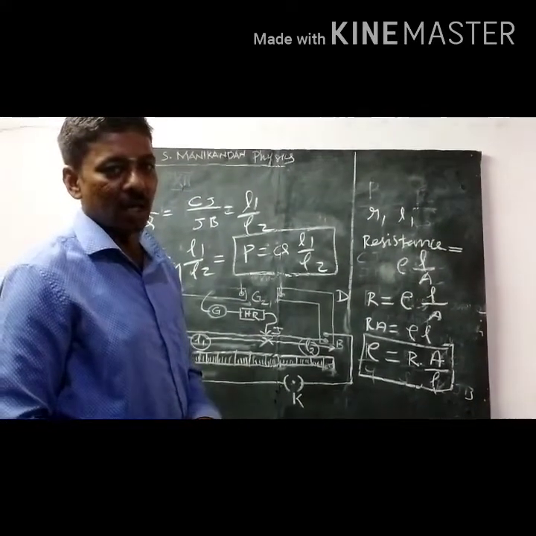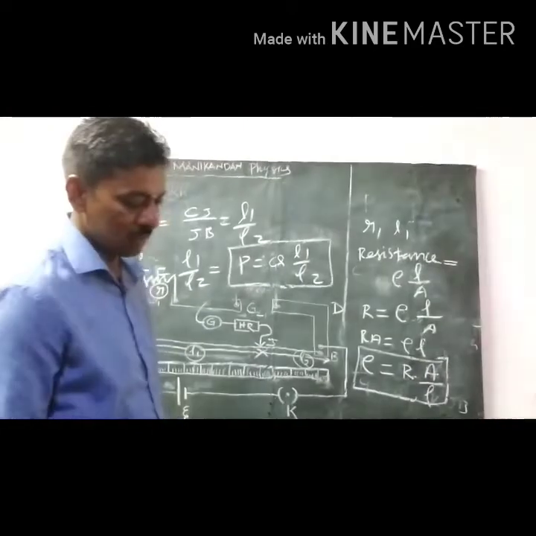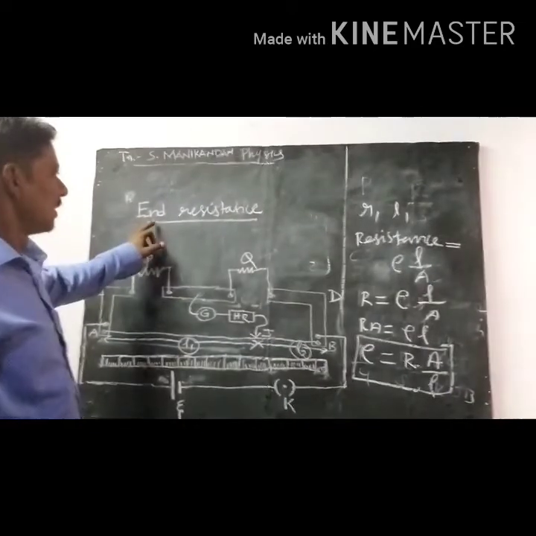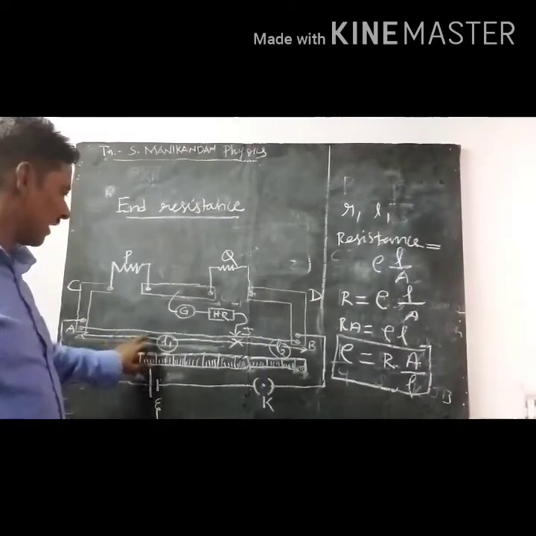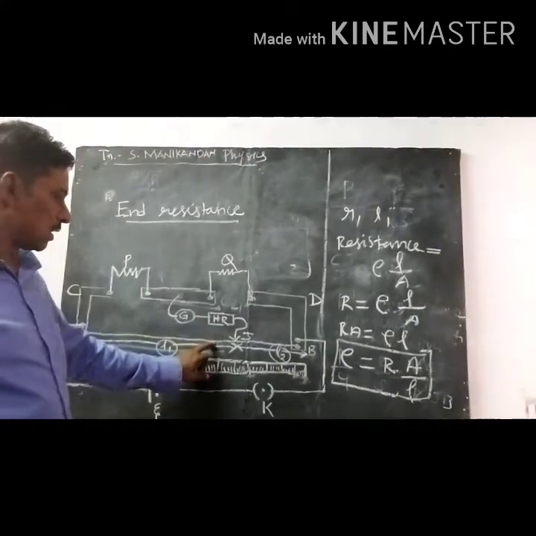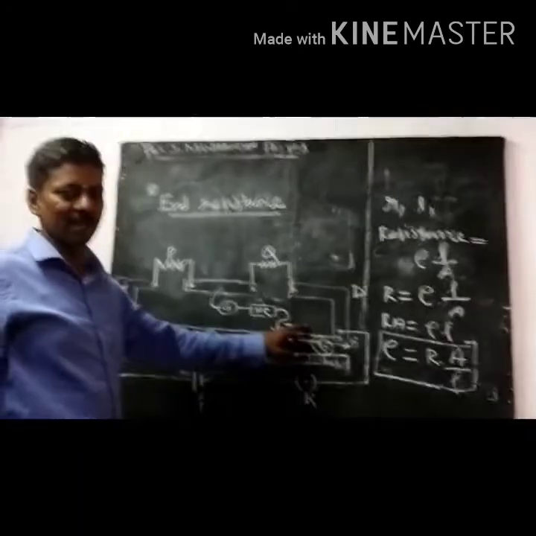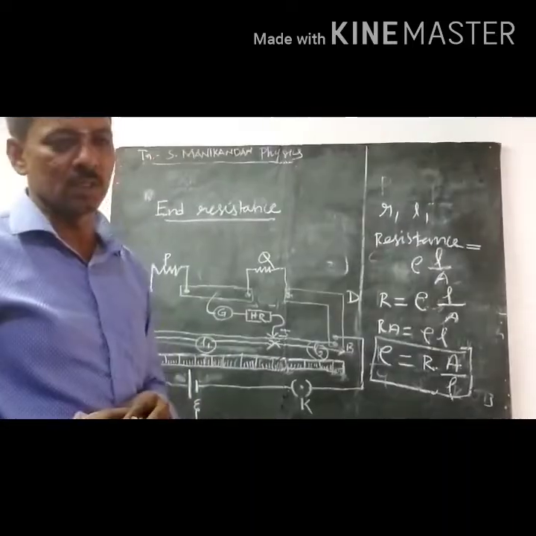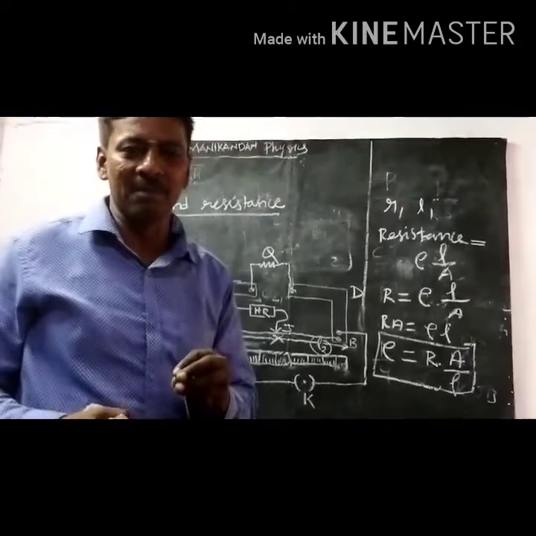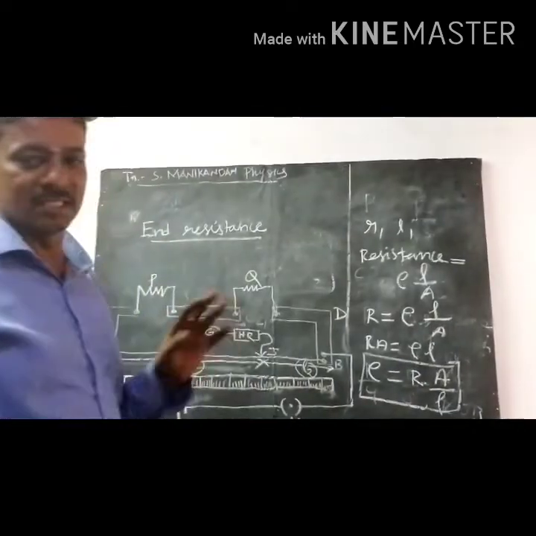And also we should eliminate the end resistance. What is meant by end resistance? When the manganese wire is soldered at the ends of copper strips C and D, a small amount of resistance is introduced. This can be eliminated, and it is called end resistance.